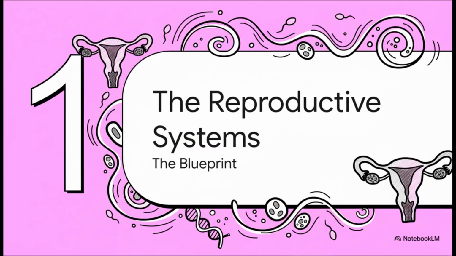Okay, Section 1, the reproductive systems. Before we get into the how, we really need to understand the what. What are the parts involved? So let's take a look at the fundamental anatomy, the biological blueprint for creating life.